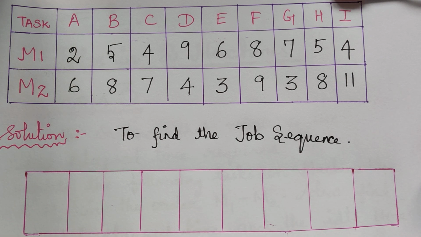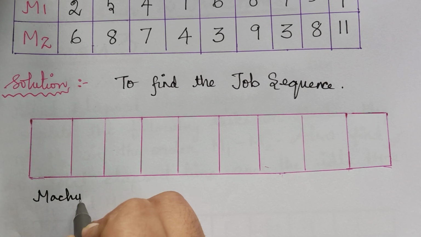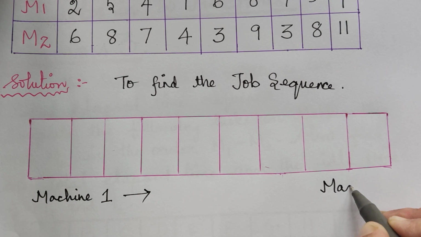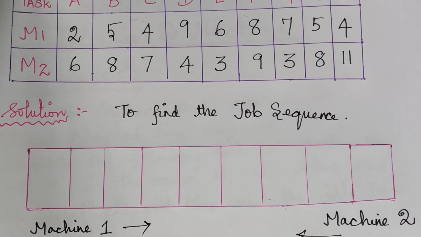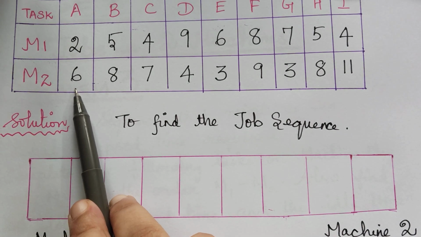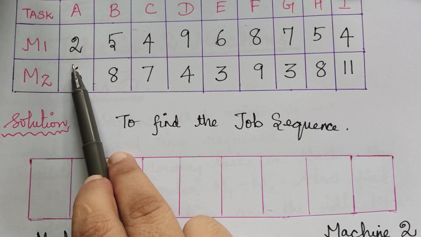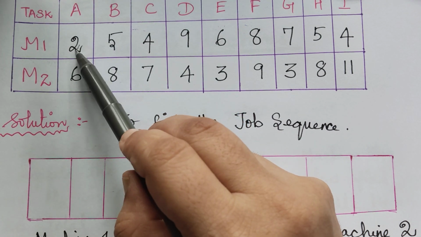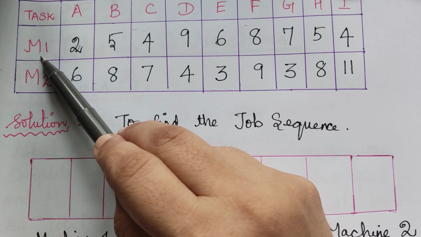So we have drawn the 9 blocks over here, and we know that on the left we have to write the first machine, that is machine 1, and to the right we have to write the next machine, that is machine 2. So now we shall observe what is the minimum value of all these processing times. So if we check out, 2 is the least value. What is the job corresponding to it? It is job A, and this 2 is under which machine? M1.